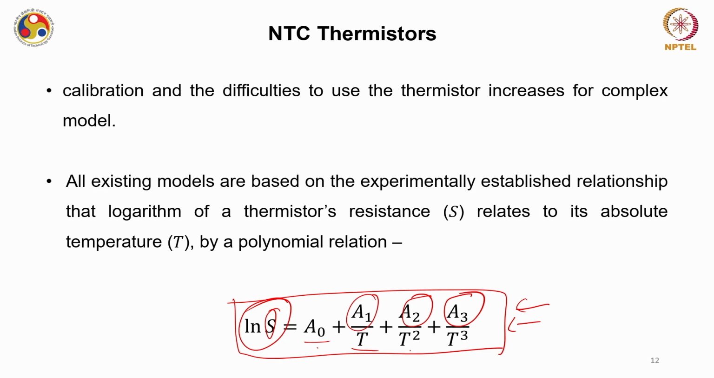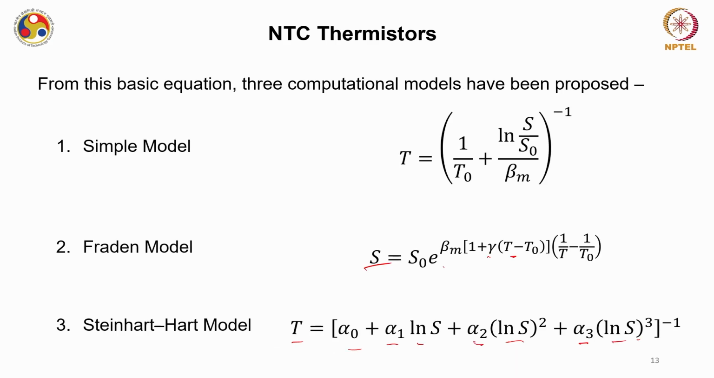So to simplify this, various approximations have been made, and based on the approximations you have different models, like I have discussed the simple model, Fraden model and Steinhart model. The simple model suggests that T is equal to 1 by (1 by T naught plus ln S by S naught by beta), or 1 by (1 by T naught plus ln S by S naught by beta) whole inverse.